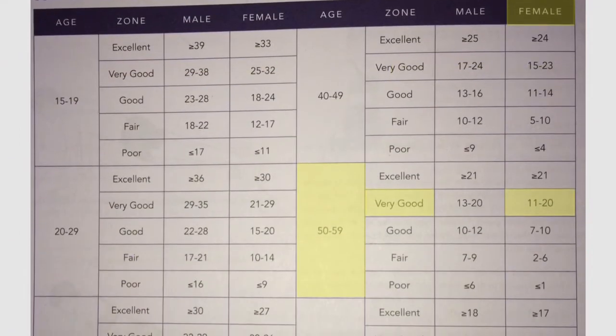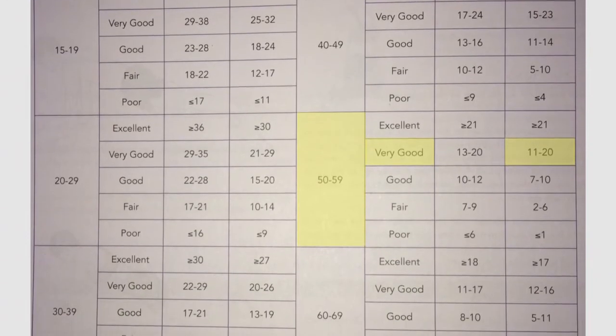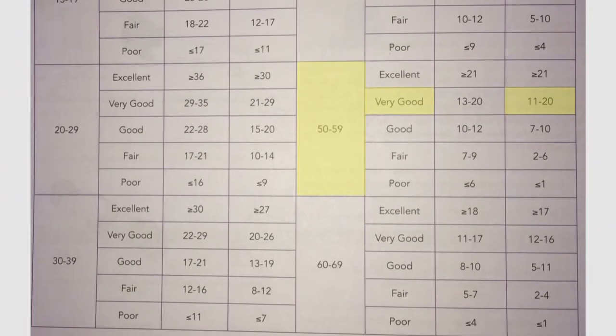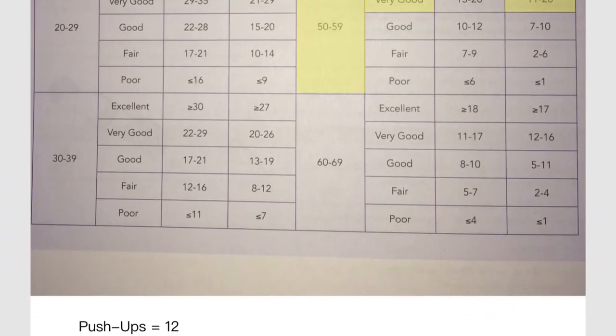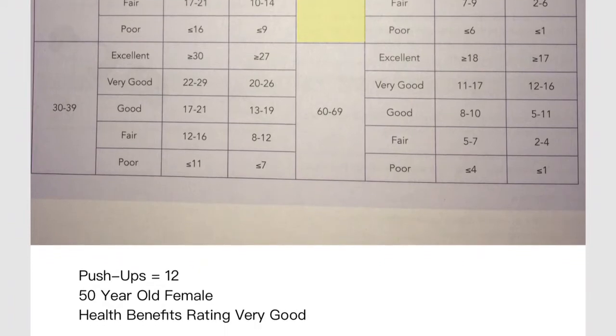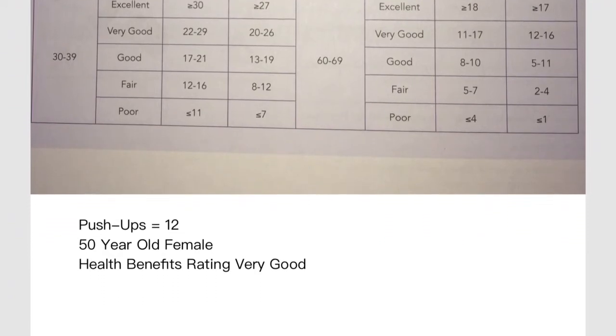The first musculoskeletal assessment that we performed was push-ups. Mom is 50 years old. She completed 12 push-ups. That means she has a health benefits rating of very good.